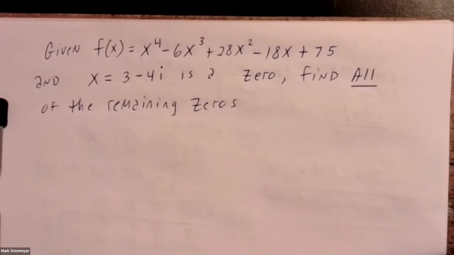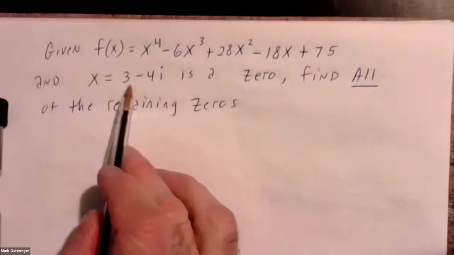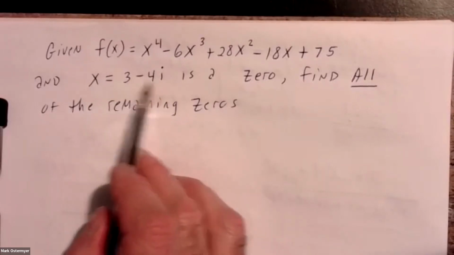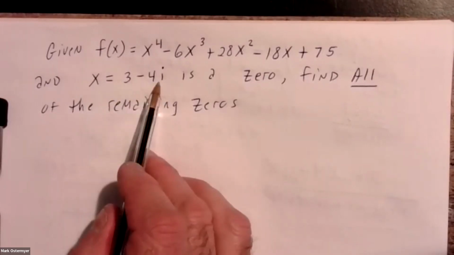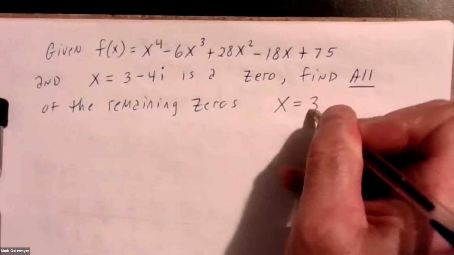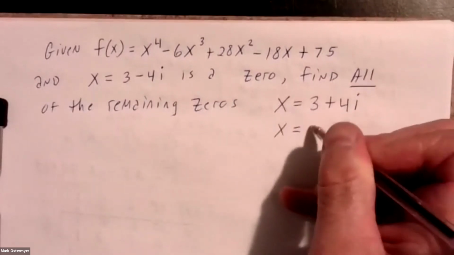All right. Now, one of the zeros we can just read right off. What has to be another 0? Guaranteed. Isn't it 3 plus 4i? That's right. It would be the complex conjugate of 3 minus 4i. By the conjugate pair theorem, these imaginary or complex zeros always come in conjugate pairs. So another 0 has to be guaranteed 3 plus 4i. Right off the bat, we found 2 zeros.